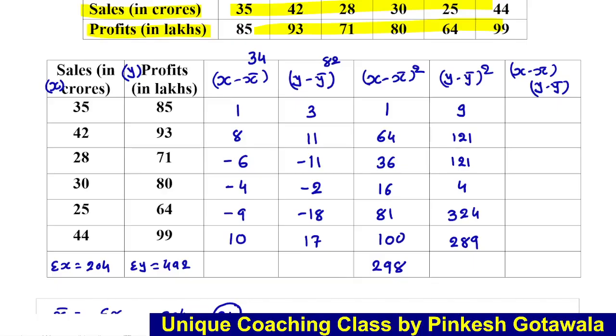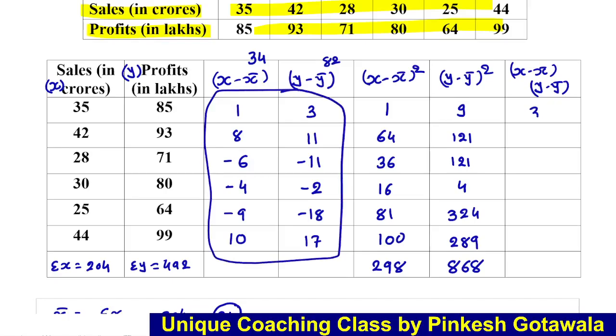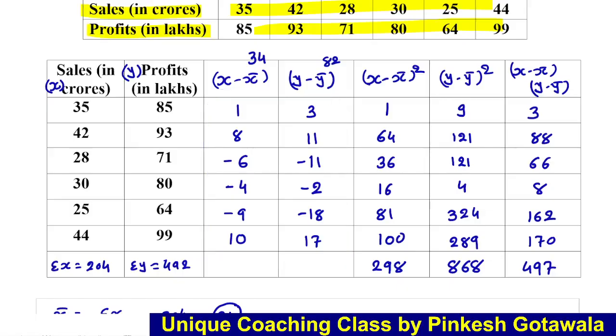Now let's total them. Total is 868. And in the last column we have to multiply x minus x bar and y minus y bar. 3 into 1 is 3, 8 into 8, minus into minus plus 6 into 6, minus into minus plus 8. 9 into 18, 18 nines are 162, 10 into 17 is 170. So 3, double 8, double 6, 8, 162, 170 gives 497. Now let's put the values in the formula.